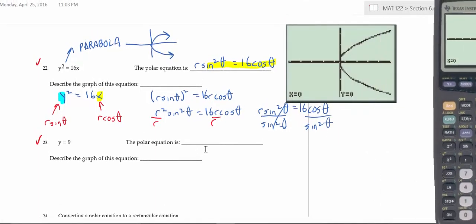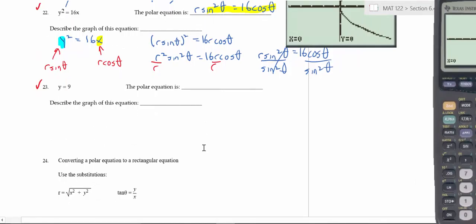Kind of cool. All right, now what you should have done on the next problem is this. You've got y equals 9. Again, where you see y, we plug in the substitution r sine theta. So we end up with r sine theta equals 9. You can't do much more on this one. Just write your answer as r sine theta equals 9, and you don't have to solve it for r or anything. You can just leave it like that.